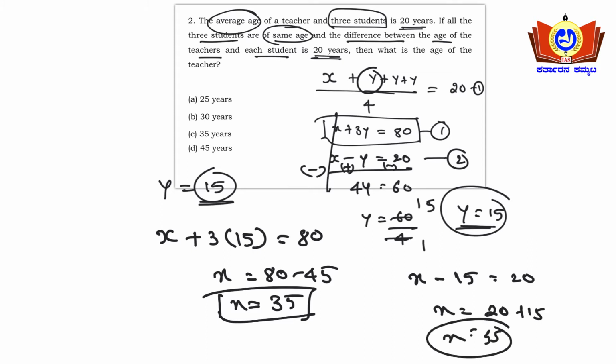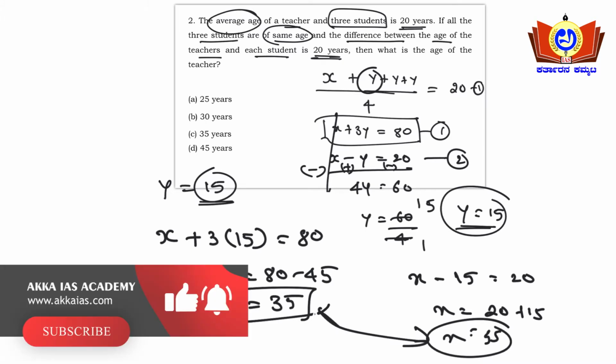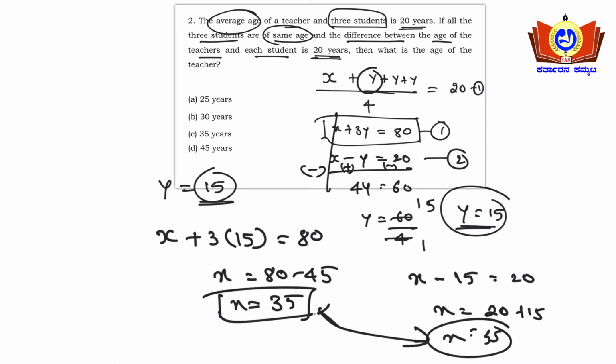So X will be 35, my dear friends. According to both the equations, X is 35 years, so X means the age of the teacher. So option C is the right answer. Okay, moving on to the next question.